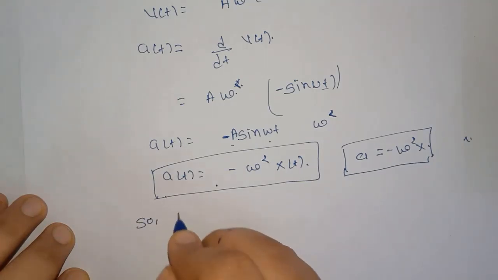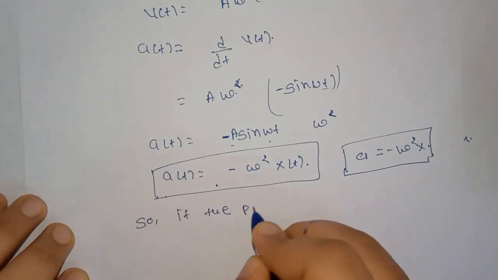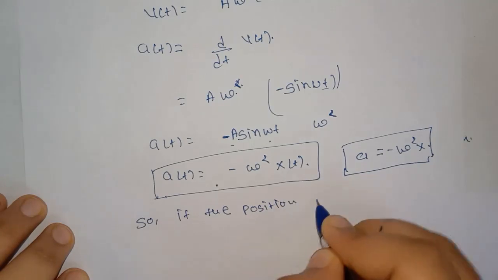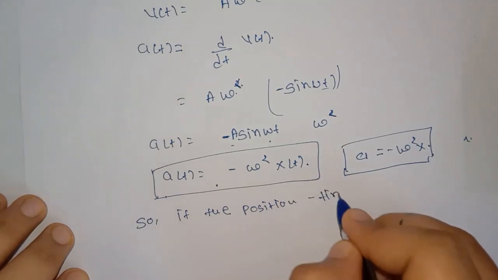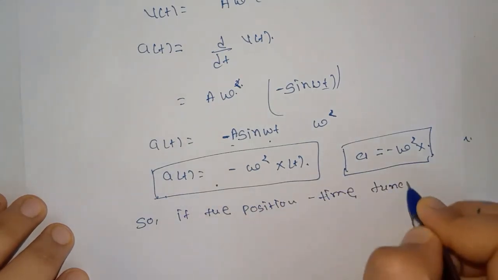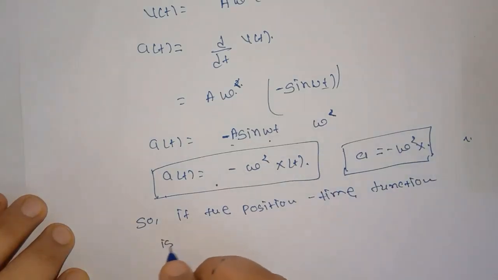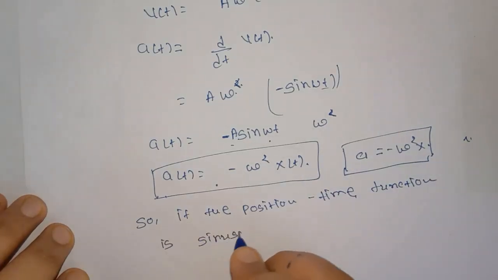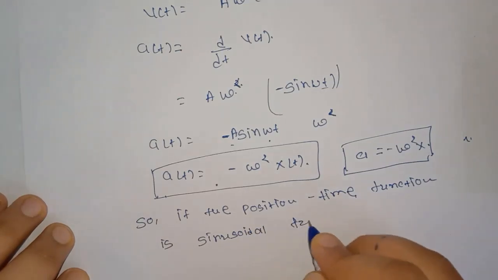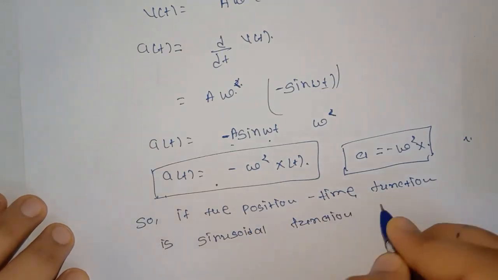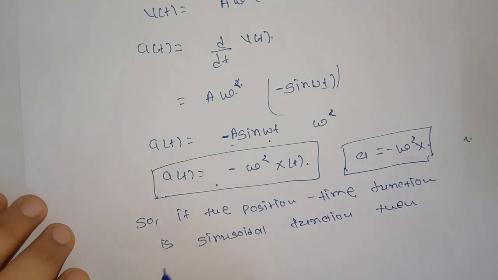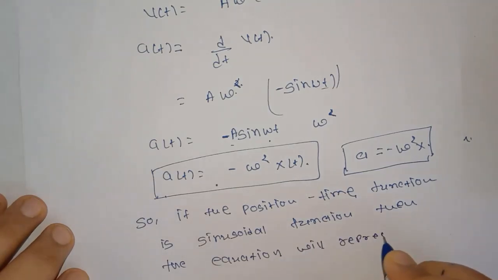So if the position time function is a sinusoidal function, that is a sine or cosine wave, then the equation will represent SHM.